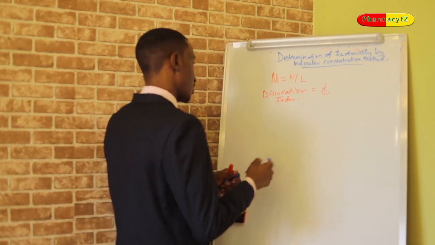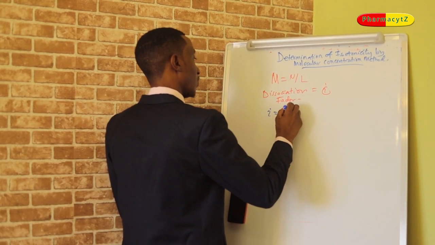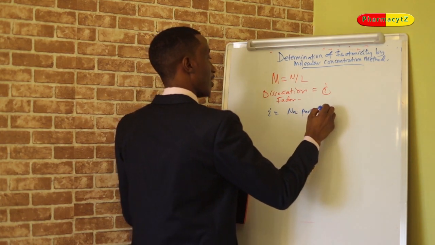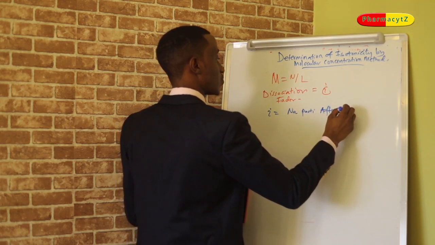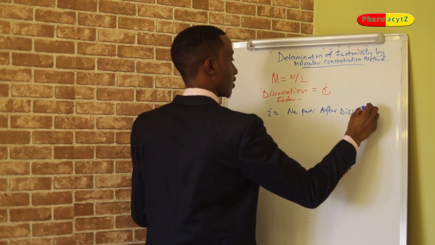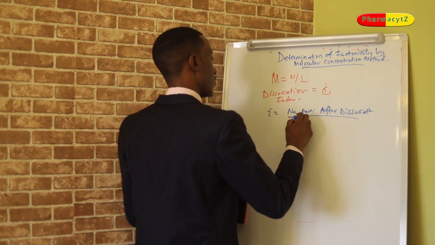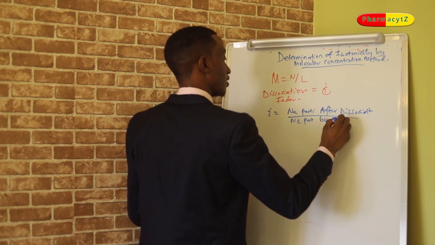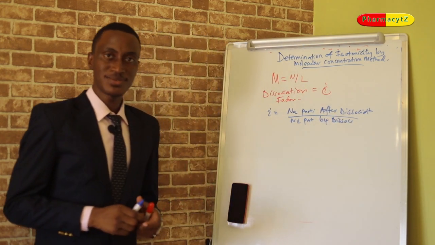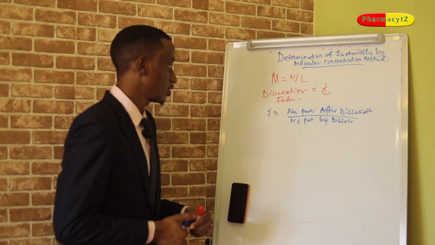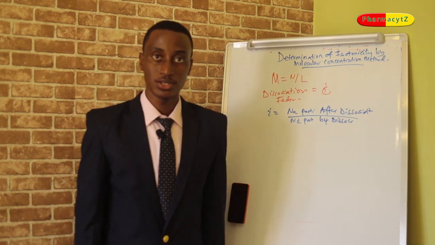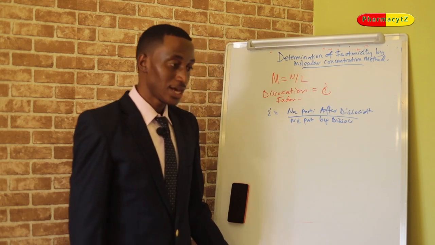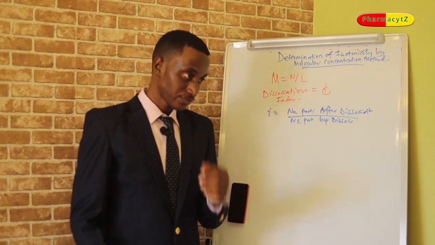So to get the dissociation factor, which is i, we need the number of particles after dissociation divided by the number of particles before dissociation. This gives the ratio of the number of particles after dissociation to the number of particles before dissociation. Let's consider this example.